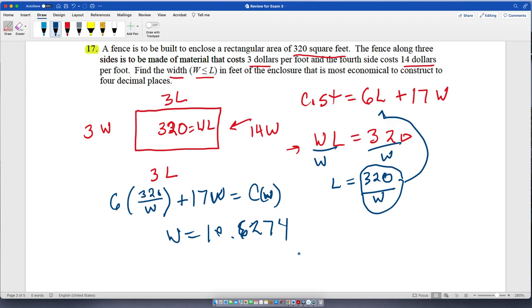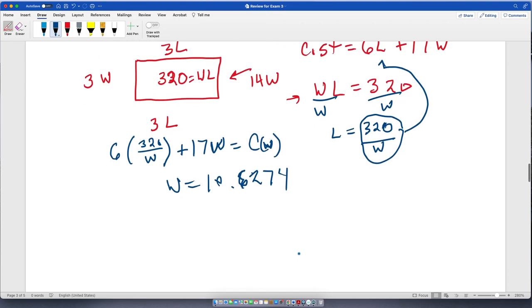How would we find this? Like if this was an open answer one, they said, we want you to use calculus, how would we have done that? How do we get a minimum, or how do we know we have a minimum with calculus? Take a derivative, set the derivative equal to zero. That's going to give us a minimum or a maximum. In this case, we saw from the graph, it's got to be a minimum. So we'd want to take the first derivative.